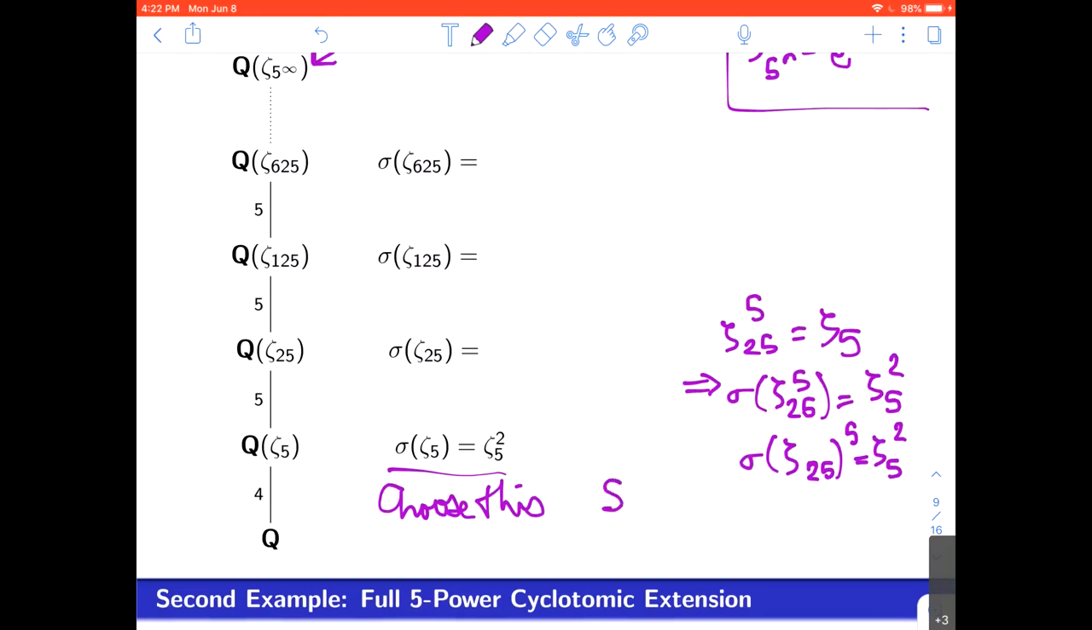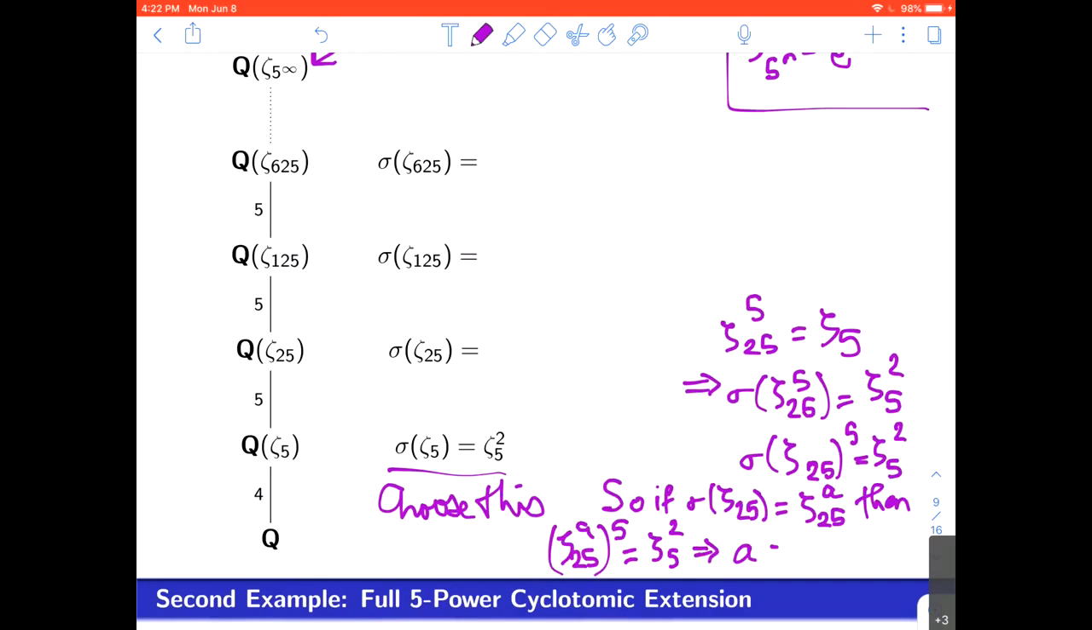And so if you send the primitive 25th root of unity to some exponent a, well then zeta 25 to the a to the 5 is zeta 5 squared, and zeta 25 to the fifth is zeta 5. So basically a has to be 2 mod 5.